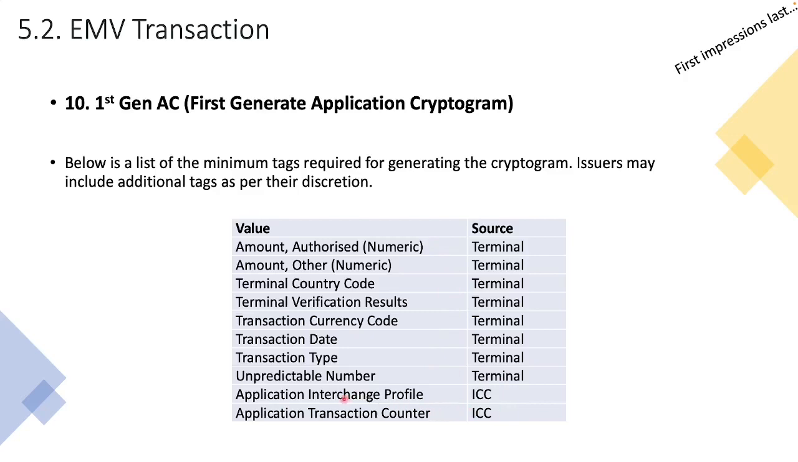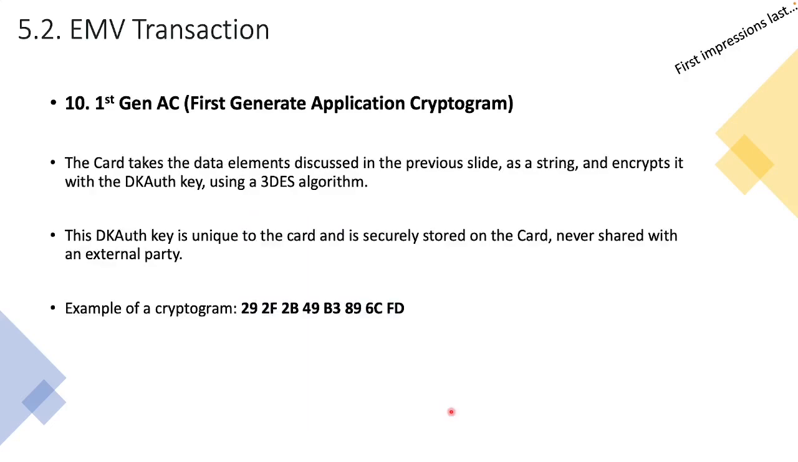From the card itself, it throws in the application interchange profile, the AIP. Remember, we spoke of AIP, it's the CV, the resume of the card. It adds it to this, and it adds the current value of the application transaction counter. And it basically combines all of these to produce the desired cryptogram.